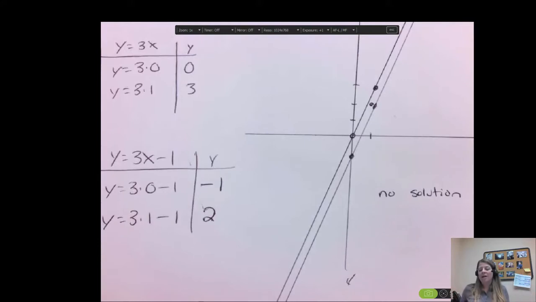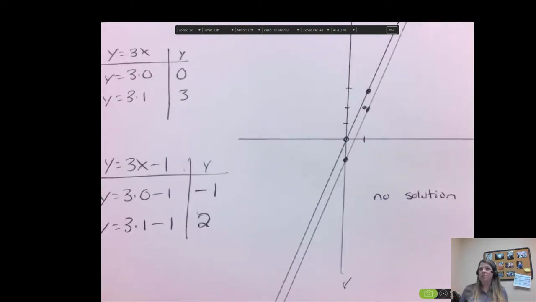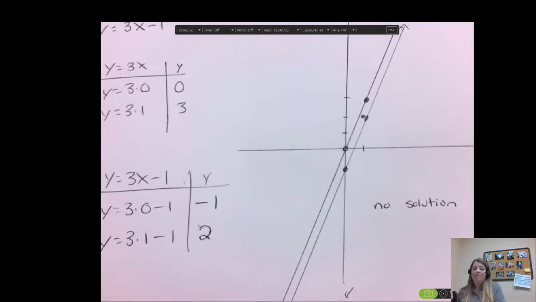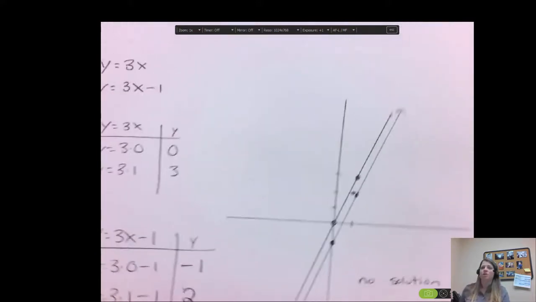It doesn't work. If you're doing a business problem, which these really do relate to a lot of business problems, you're going to end up with that not being a possible solution. Okay, so let's move on to my next method. That's called substitution.